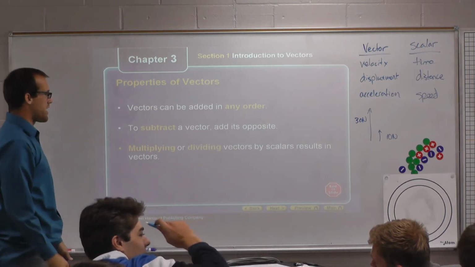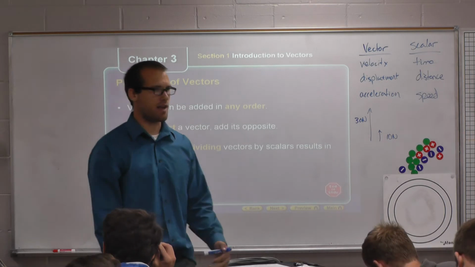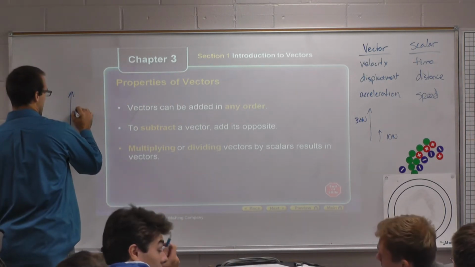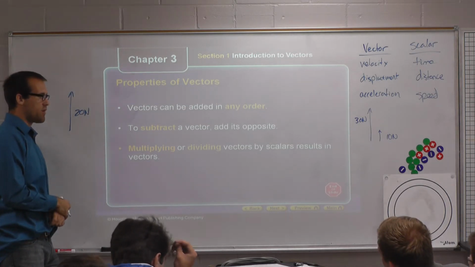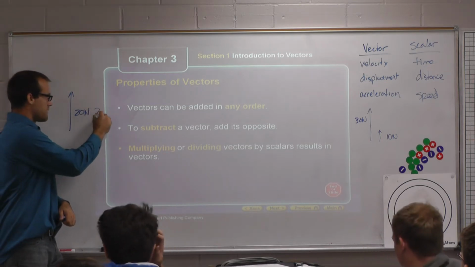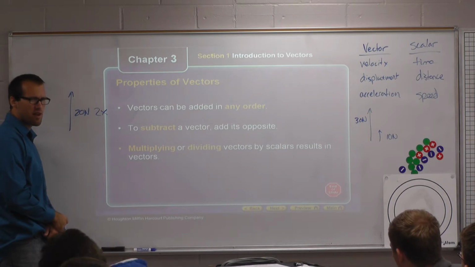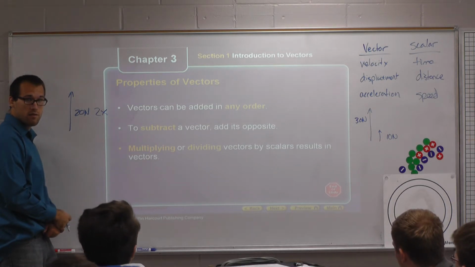Okay, multiplying or dividing vectors by scalars is possible. So I could take a vector that's 20 newtons in magnitude, and I could multiply by a scalar, or in other words, I could double it. Is 2 just a scalar number? It doesn't have a direction, just 2? Yes.